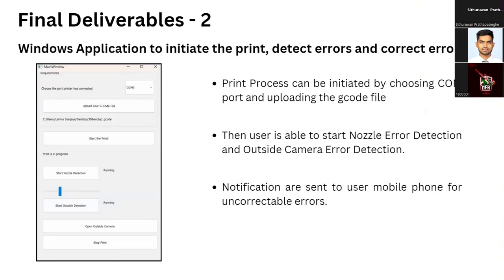You can see the UI of the application here. First, we can select the serial port the printer is connected to and upload the G-code file to the app. Then there is a button to start the print, and the application controls the printing as usual from that moment. Then there are two buttons to start nozzle camera detection and outside camera detection. If correctable errors are detected, correction happens automatically. If uncorrectable errors occur, a notification is sent to the user's mobile phone before pausing the print. Reconstruction also happens in parallel for everything.